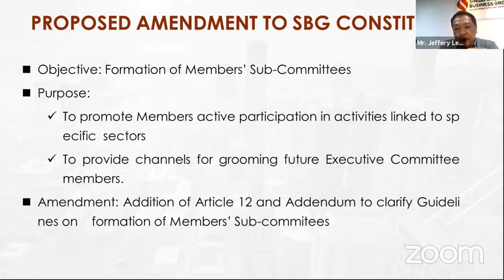future executive committee members for our talent succession, and also for younger members to have the experience of running a subcommittee and running events as well. So this helps us to have a progressive and well-developed channel to identify talented people to join us as our executive committee. So this amendment is an addition to Article 12, and the addendum is to clarify guidelines on the formation of member subcommittees.